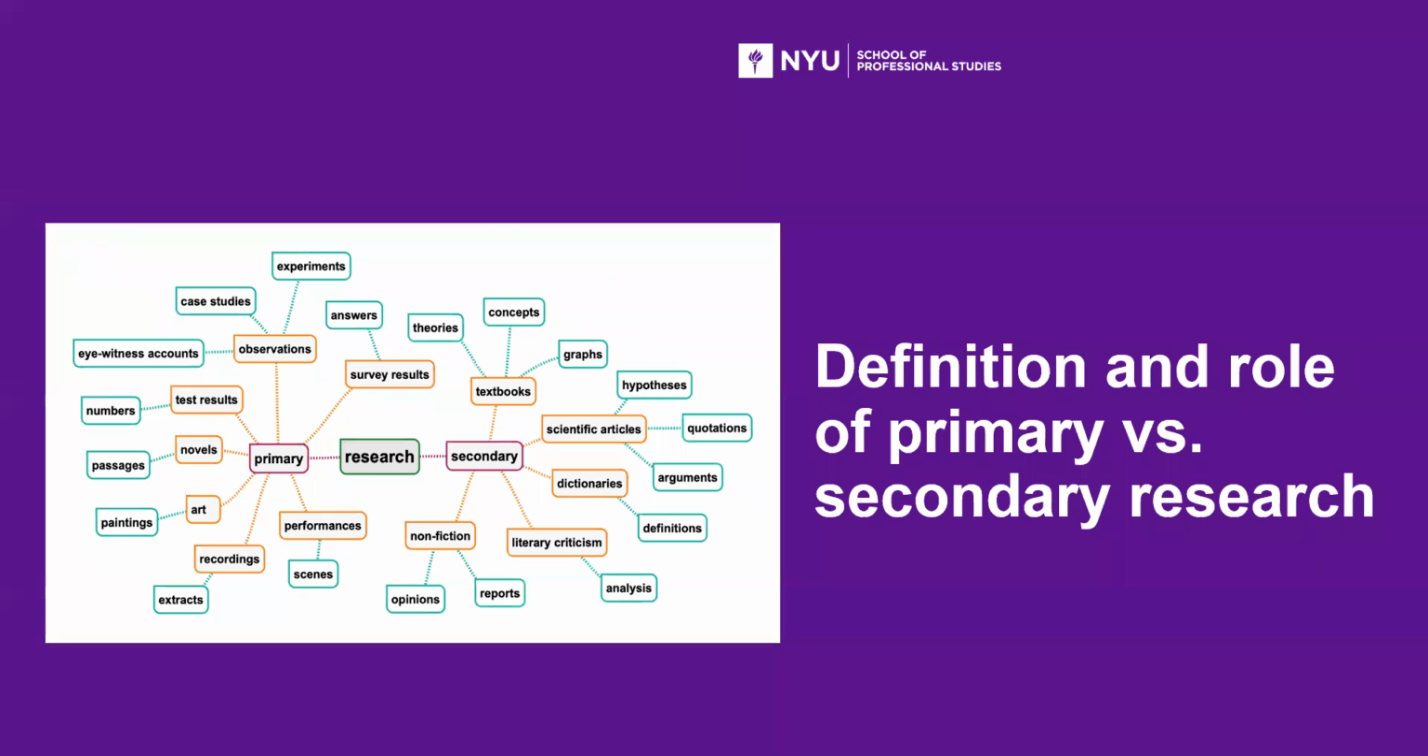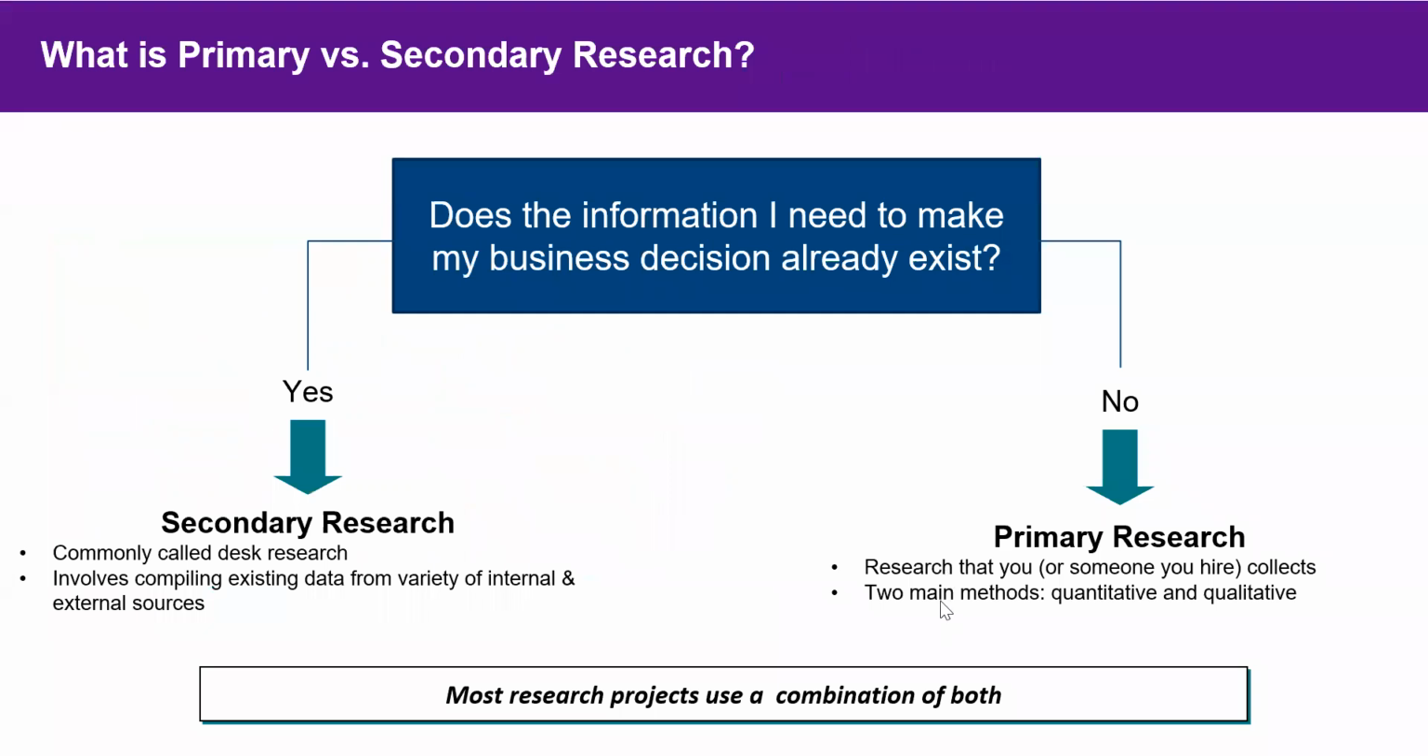So diving right into a little bit of a refresher on primary versus secondary research. The big difference here is really whether or not the information you need to answer your business question already exists. So if there's information that already exists to help you with your challenge, then you're doing secondary research over here on the left side of this slide, commonly called desk research. And it involves compiling different data sources through all internal and external resources. So on the next slide, we'll look at what those could be.